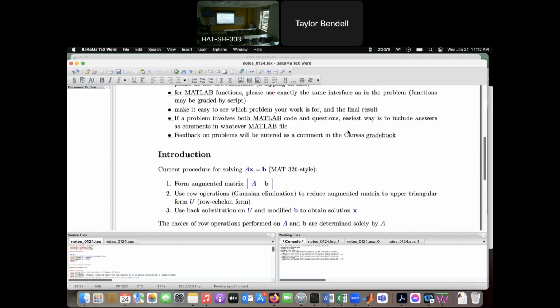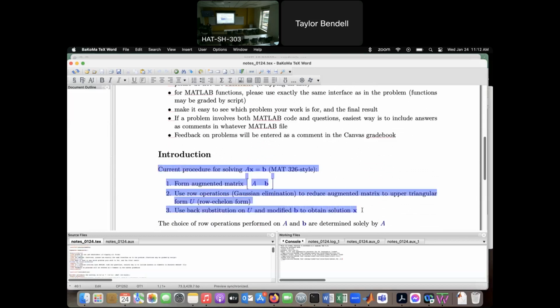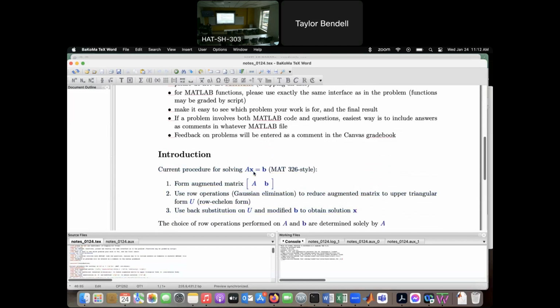To make the distinction clear between linear algebra and numerical linear algebra, here's a quick recap of how one is normally taught to solve a system of linear equations, Ax = b. We're still assuming that the matrix A is square and invertible. So, in our intro linear algebra class, Math 326, here's how you would solve it.